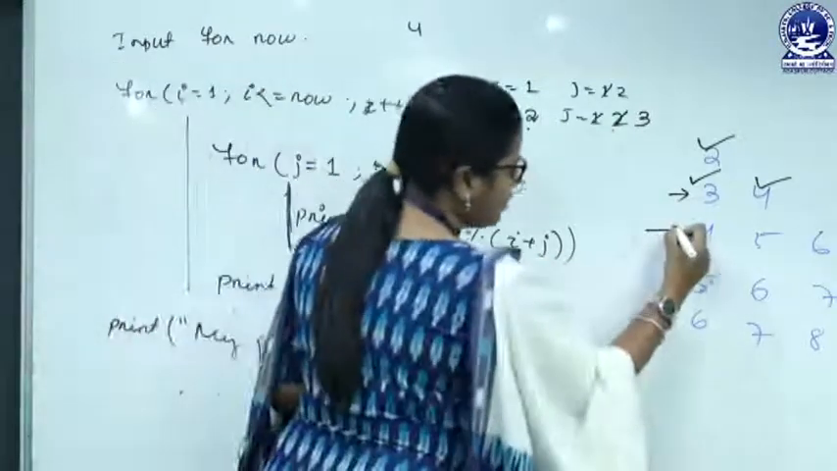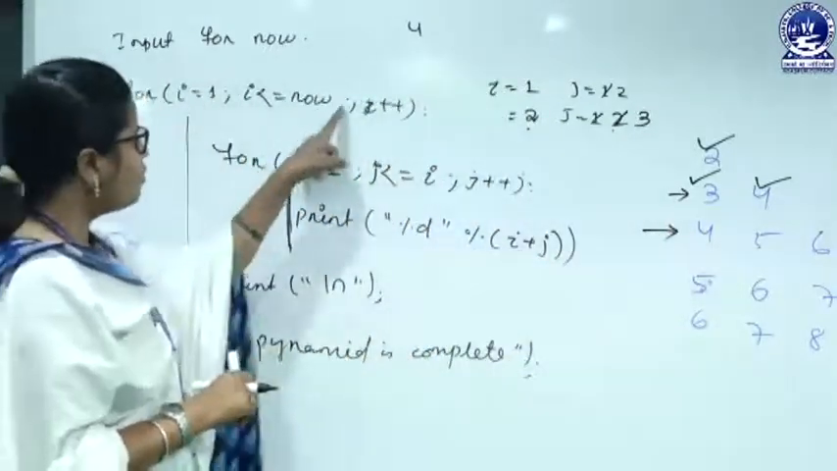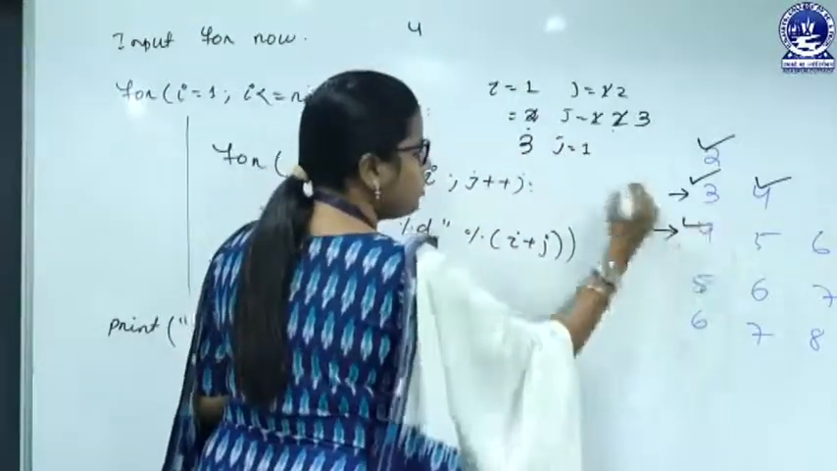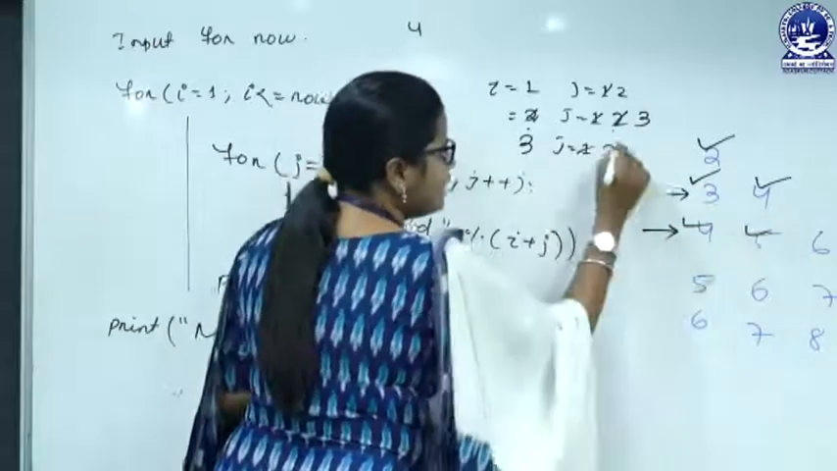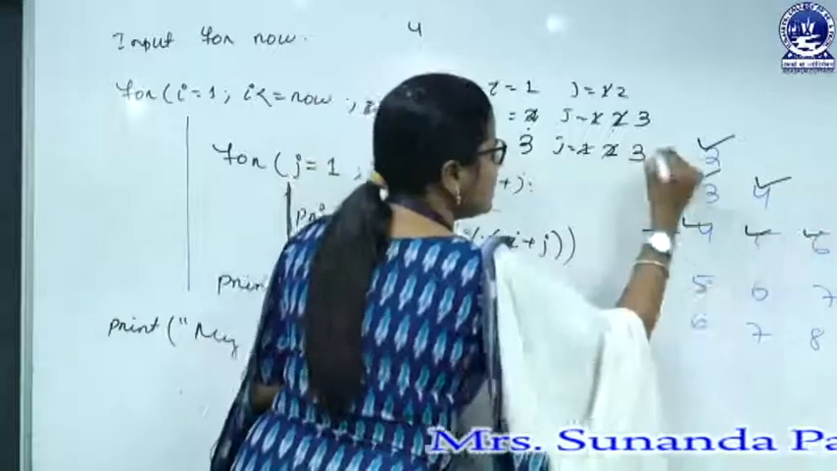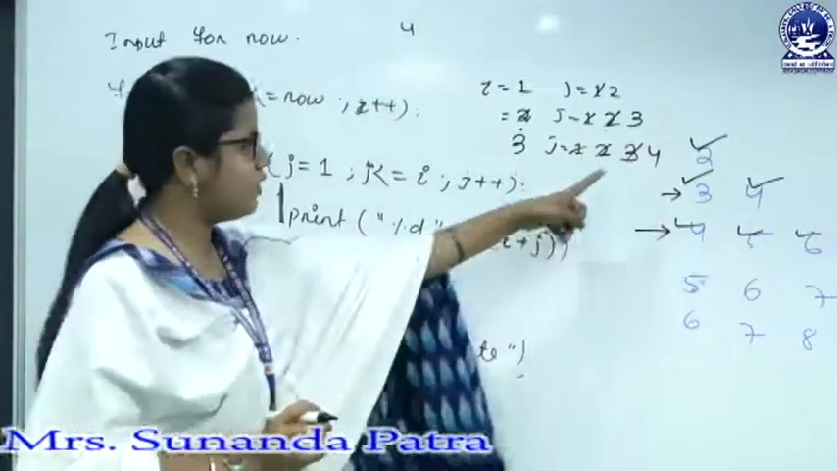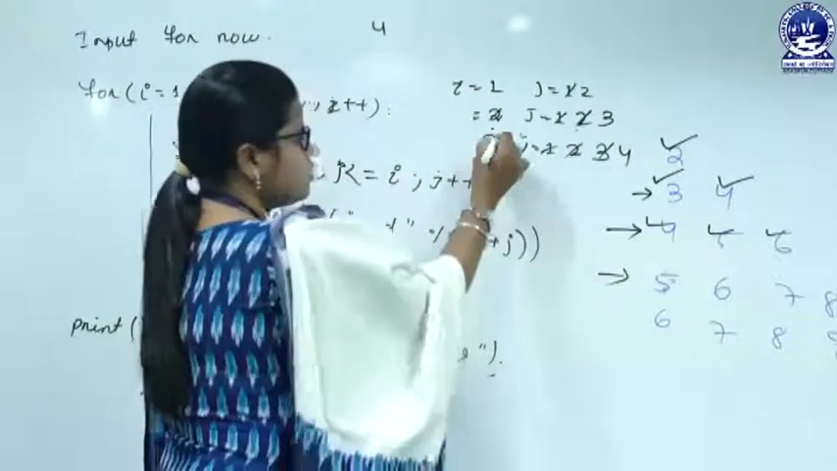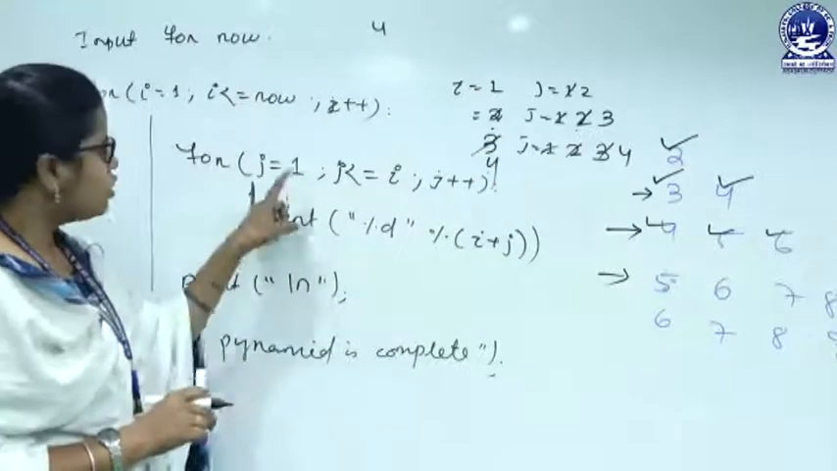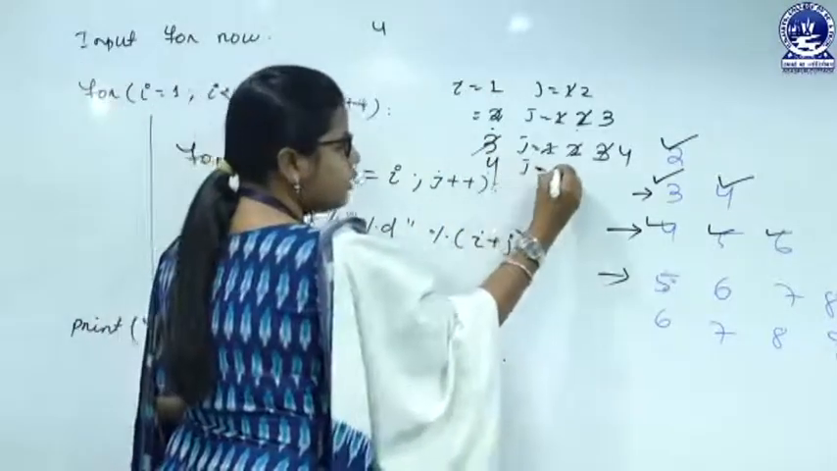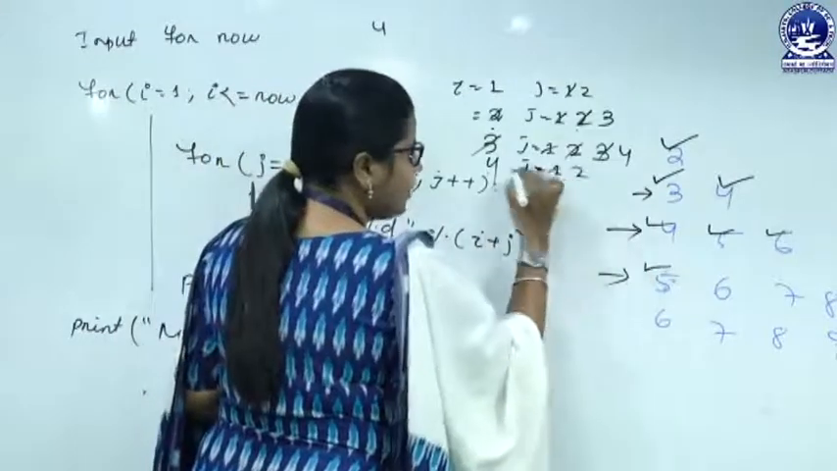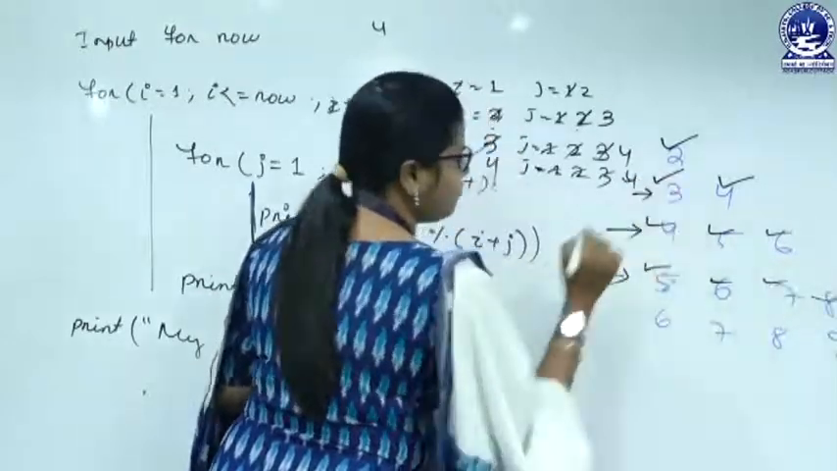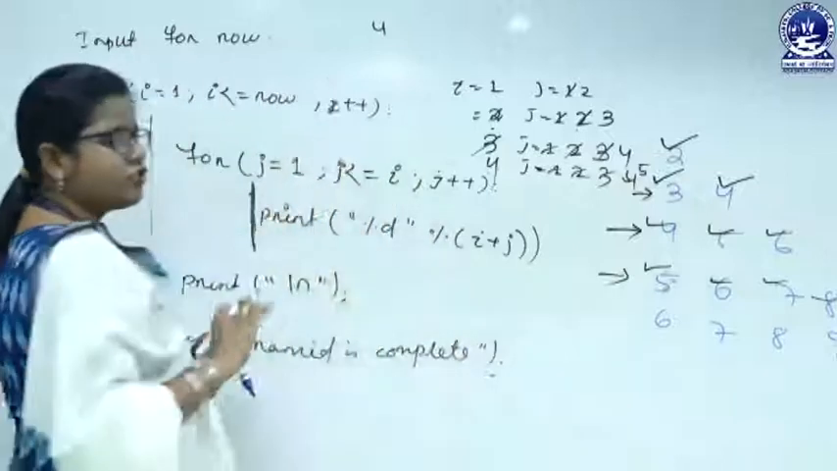That means I will come to the next line. Then I will be 3 and J will be 1. 3 plus 1, 4. J will be 2, 3 plus 2, 5. Then J will be 3, 3 plus 3, 6. Then J will be 4. Once J will be 4, this condition will be false. Then I will go to the next line. I is now 4. So for I equals to 4, J will go up to 4: 4 plus 1, 5. 4 plus 2, 6. 4 plus 3, 7. 4 plus 4, that is 8. Then once it will be 5, the condition will be false.